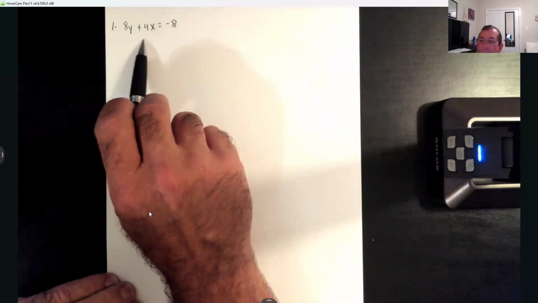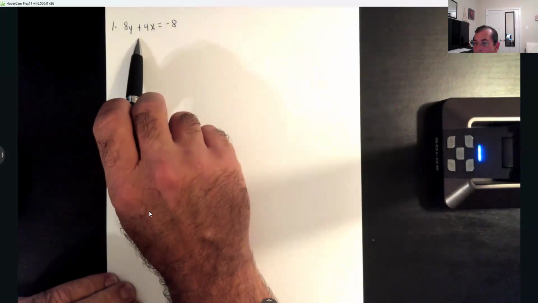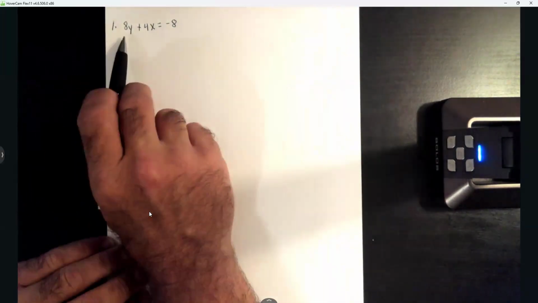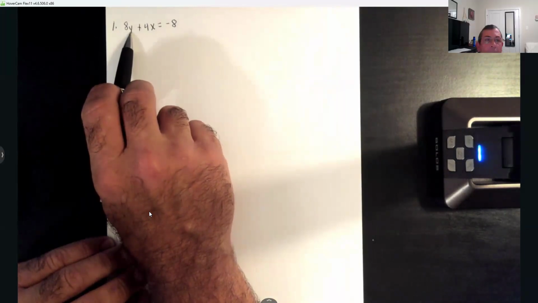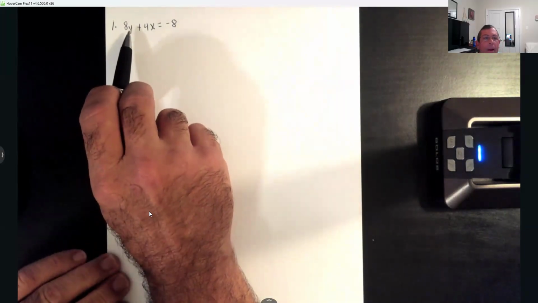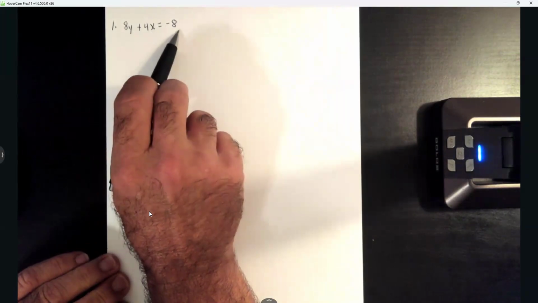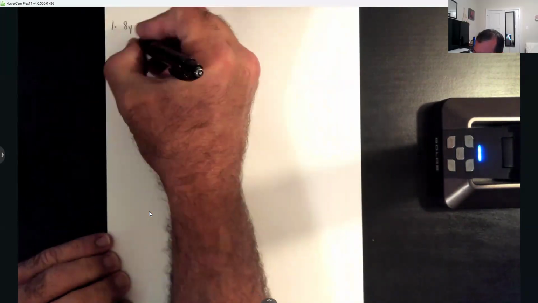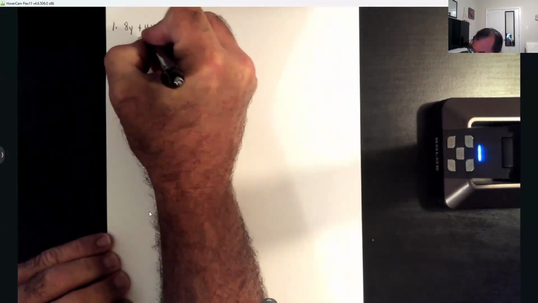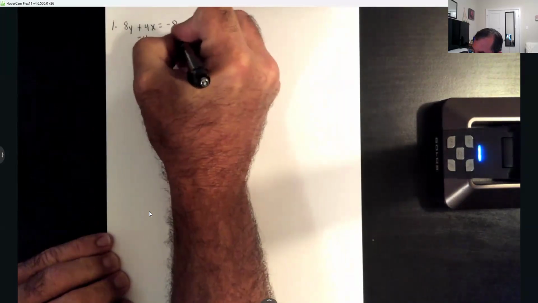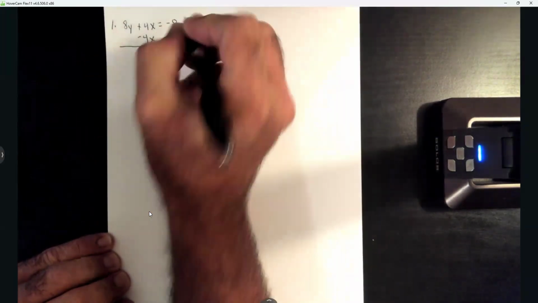So y'all, the trick on this one is to solve it for y. Once you solve it for y, you'll be able to figure out your points and get those y values, okay? So to solve this for y, I'm going to have to move the 4x to the other side by subtracting. All right, so that's going to give me my 8y.